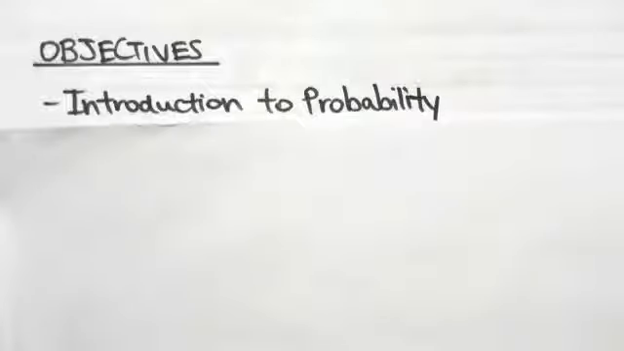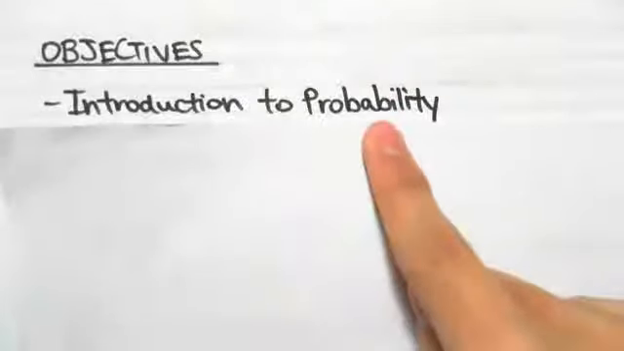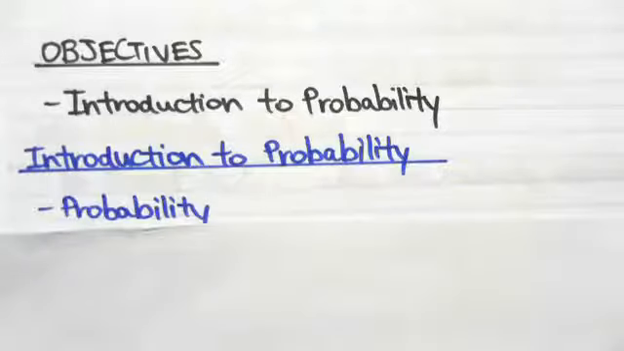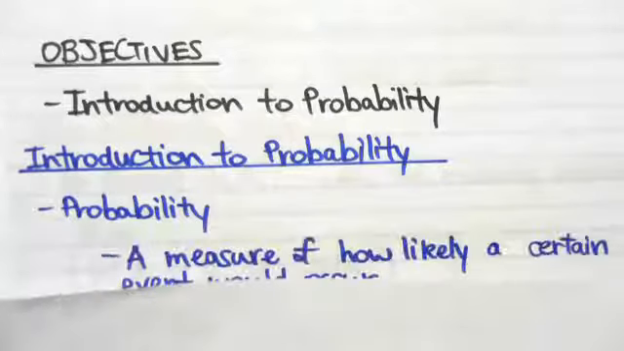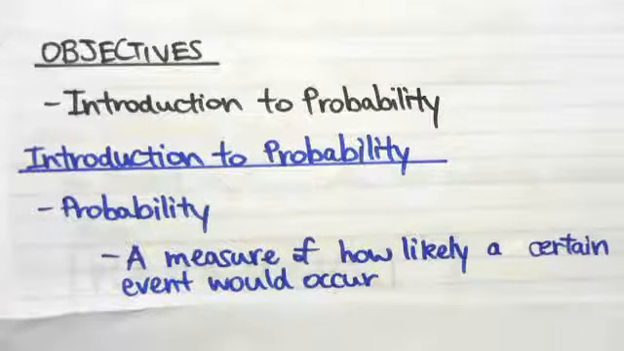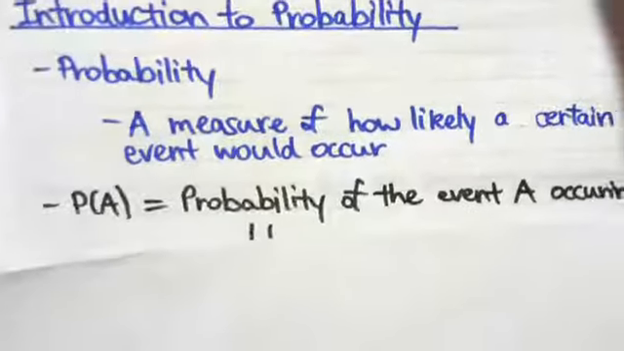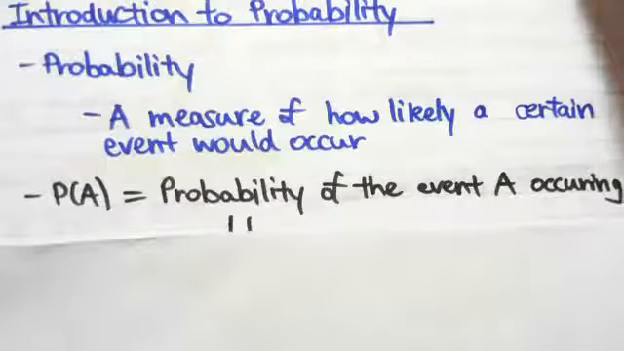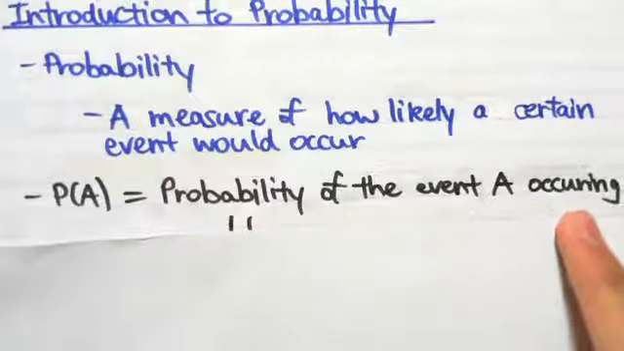Hey guys, the objective of this video is to introduce the concept of probability. Probability is defined as a measure of how likely a certain event would occur. We denote P(A) as the probability of the event A occurring.